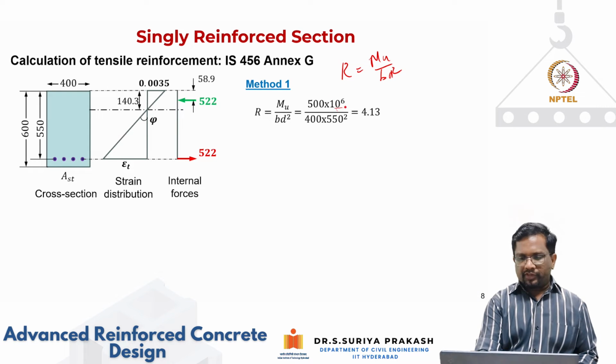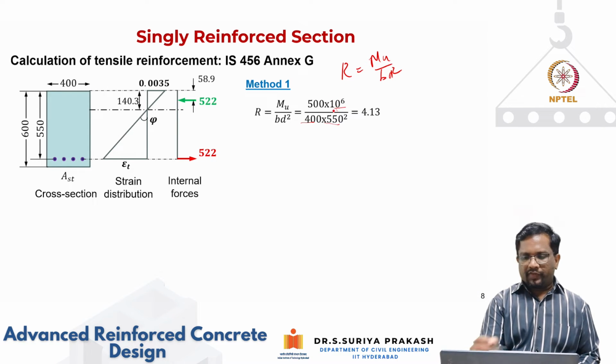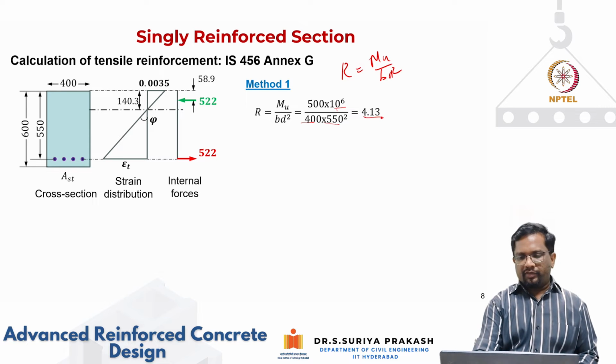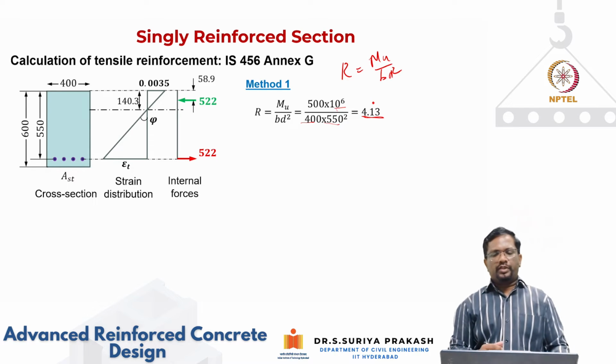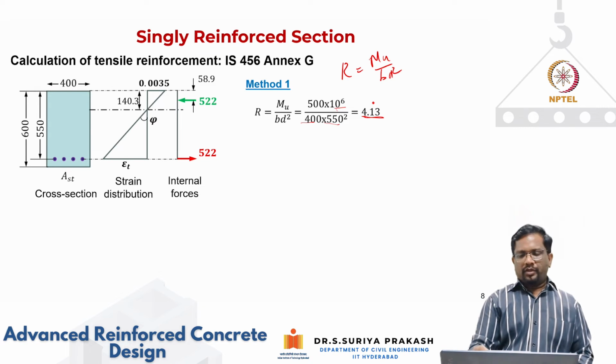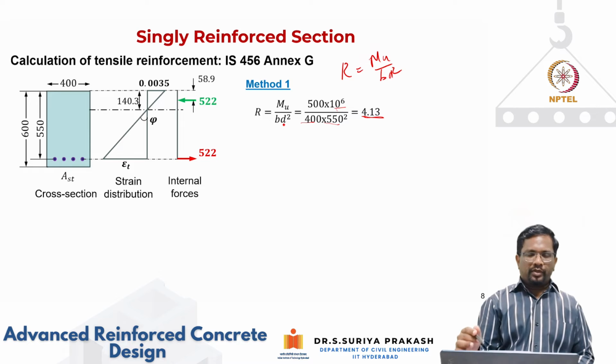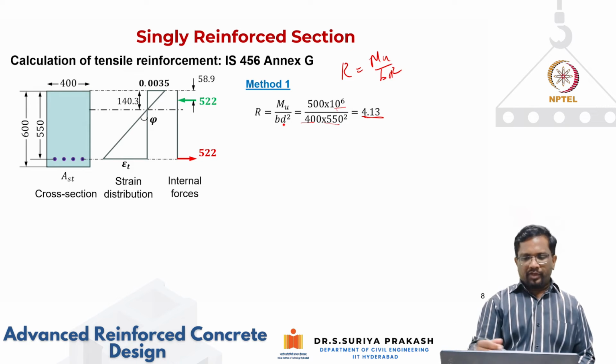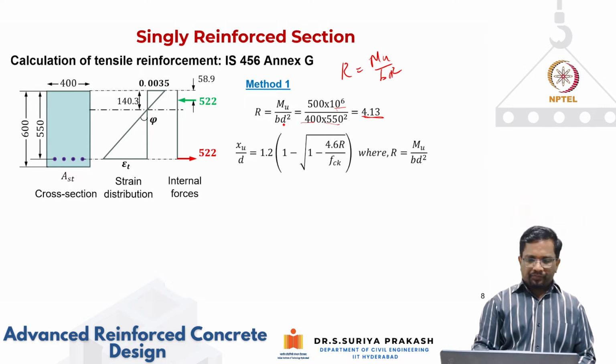500 into 10 to the power 6, and b is 400. The effective depth is 550. When you do that, you get a value of 4.13. It has a unit, okay, because you have kilonewton meter and bd squared, which is a unit of meter cube. So basically you will have kilonewton per meter square or Newton per mm square as the unit for your R.